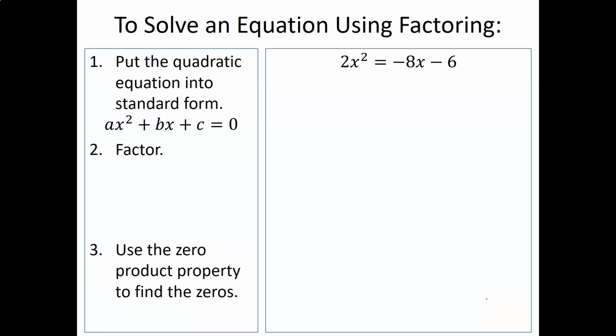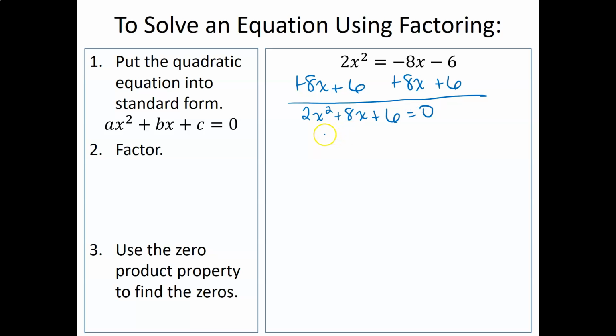Let's start by putting our equation into standard form. We're going to start by getting everything on the left-hand side and making this equal to 0. I can add 8x and I can add 6 to both sides. None of those are like terms, so this becomes 2x squared plus 8x plus 6 is equal to 0. Now we are ready to factor. Don't forget that we can factor out an overall GCF. I have an overall GCF of 2, so I'm going to factor that out by dividing everything by 2. So that becomes x squared plus 4x plus 3, and it's still equal to 0.